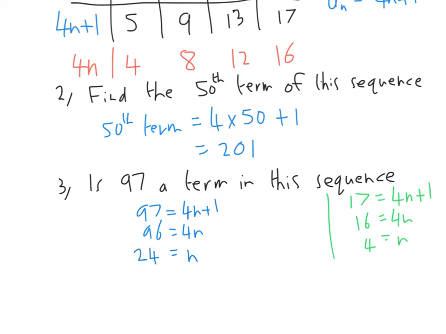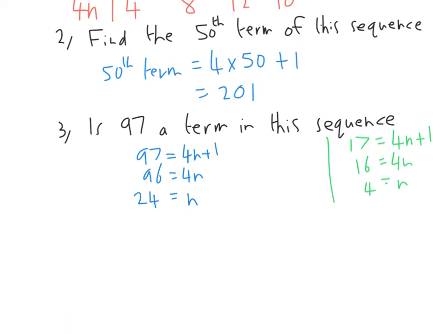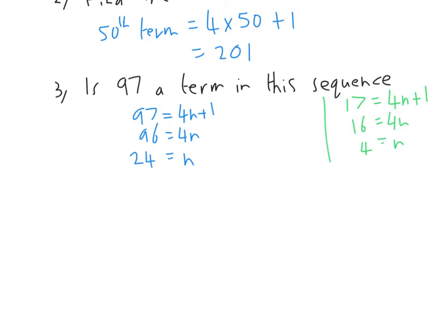Now I'll just do another example of something that doesn't work. You don't need to write this one down either. Just put it down here. If I asked you, is 78 in this sequence? You could say, well, 78 should be equal to 4n plus 1. So 4n would equal 77. And you can see, because 77 is an odd number, it's not going to work. You divide 77 by 4, you get 19.25.